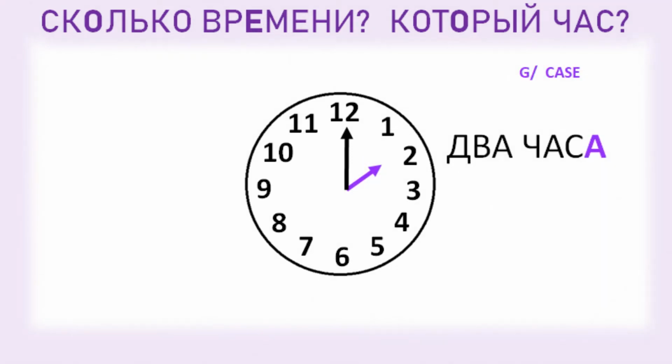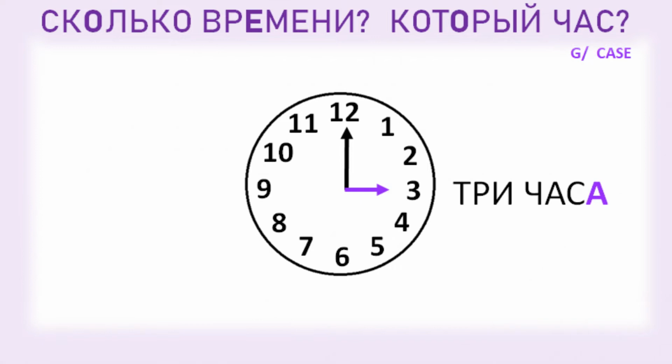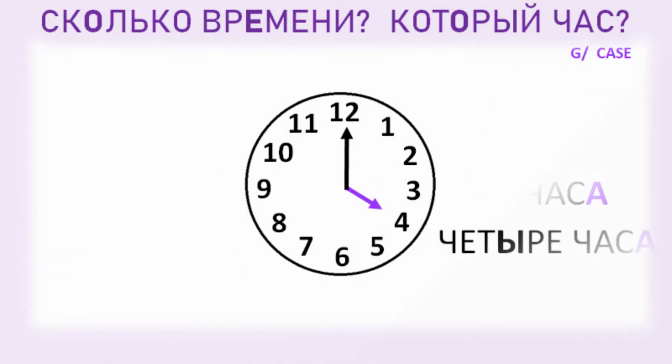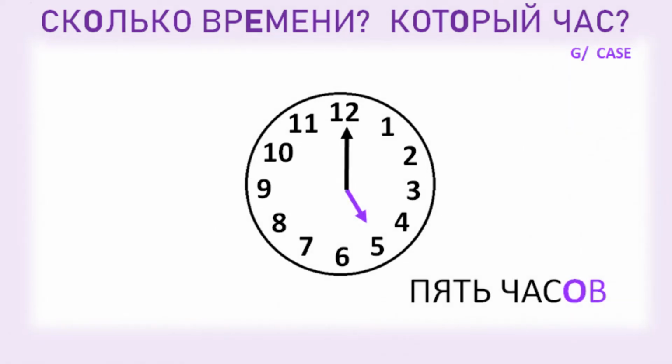Два часа, 2 o'clock, три часа, 3 o'clock, четыре часа, 4 o'clock, пять часов. 5 o'clock. Note the plural ending.